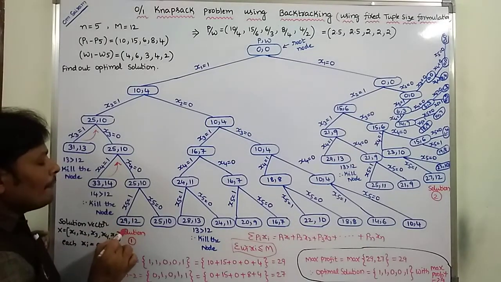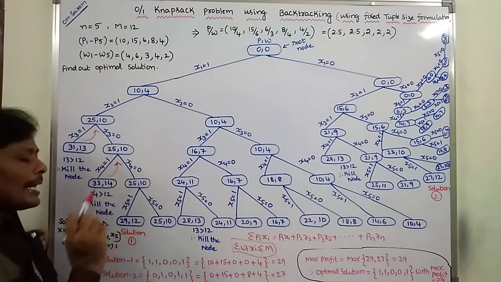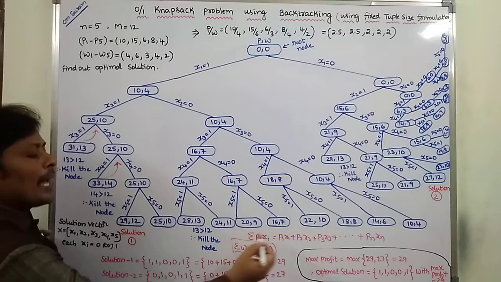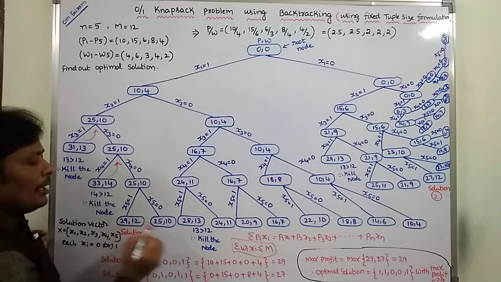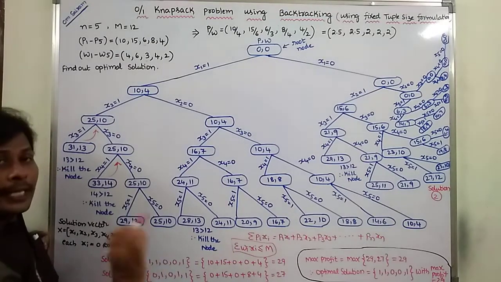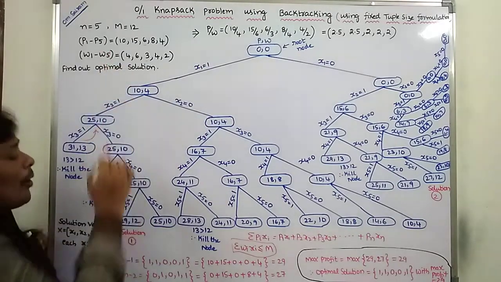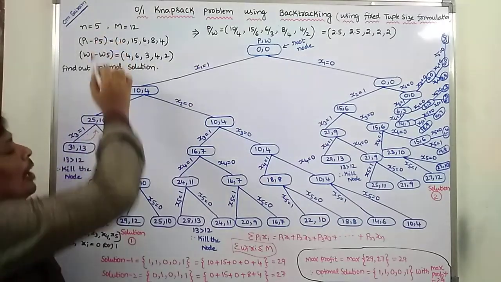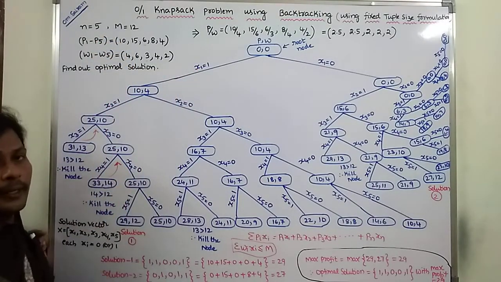So the sum of the weights of the objects that we have considered is less than or equal to the capacity of the knapsack. Here the weight value is 12. Capacity of the knapsack is 12. 12 is less than or equal to 12. So the condition is true. And also all the objects are completed. 5 objects are there: x1, x2, x3, x4, x5.